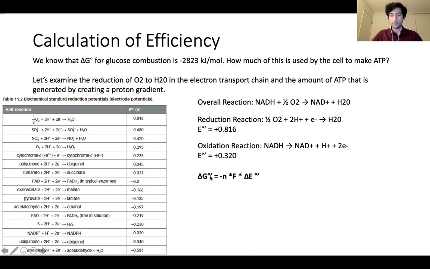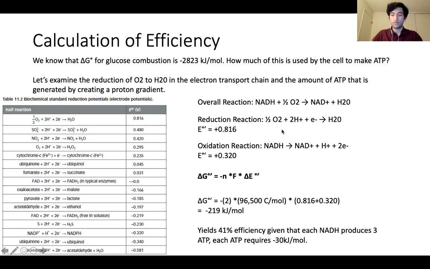And you can apply this formula that your delta G for biochemical standard state is given by this. And that leads you to a calculation for, at least at biochemical standard state, what the free energy of this redox reaction would be. And so if you further apply some of the assumptions that I've talked about, and this is mentioned in the lecture notes as well, this yields approximately a 41% efficiency.